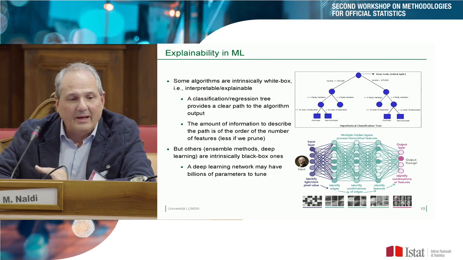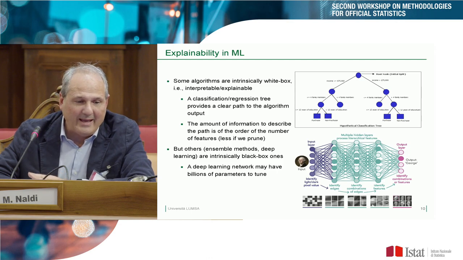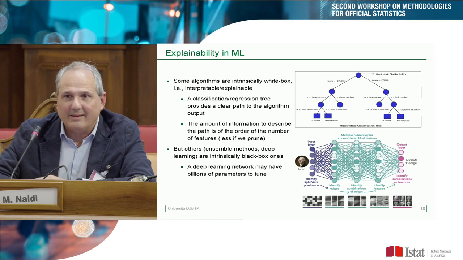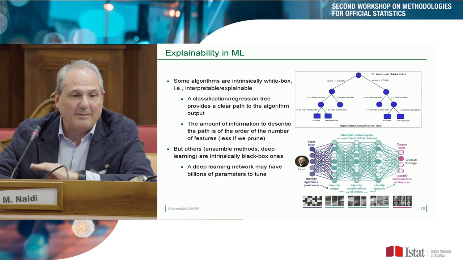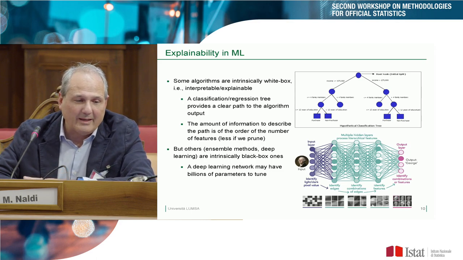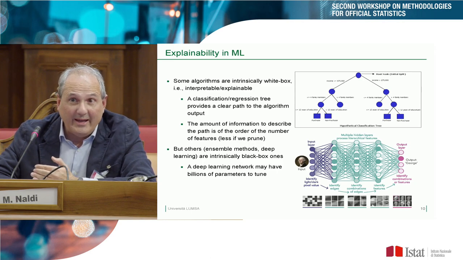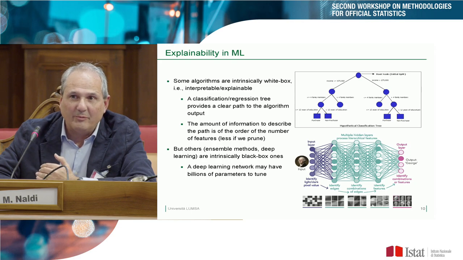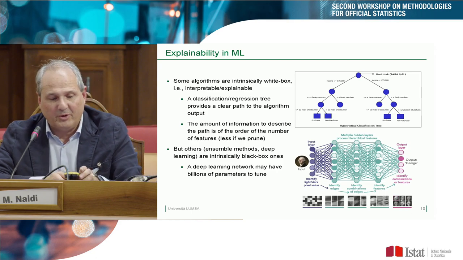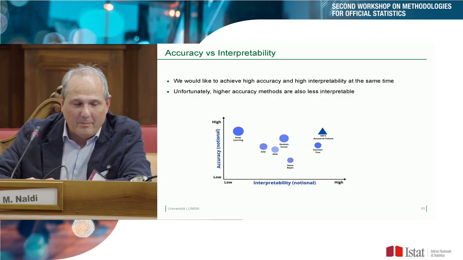But when we get to more recent techniques, such as techniques based on the ensemble approach, like random forests, like bagging and boosting techniques, or like deep neural networks, the close link between input and output is not so apparent. And so we have no easy way to trace the path from the input to the output. So we have no easy way to understand which features are really important. And so we must somewhat rely on some new metrics.